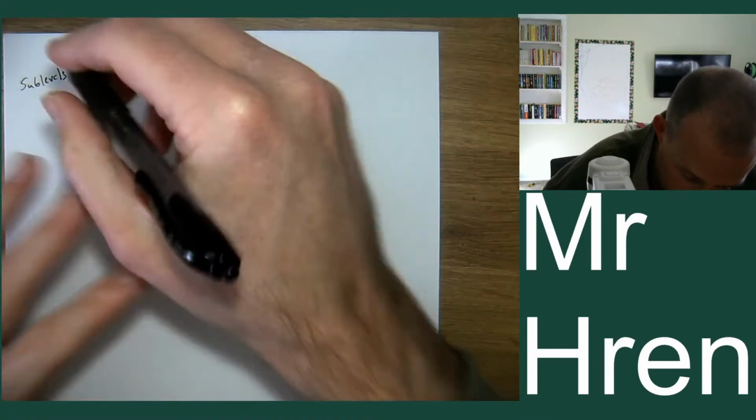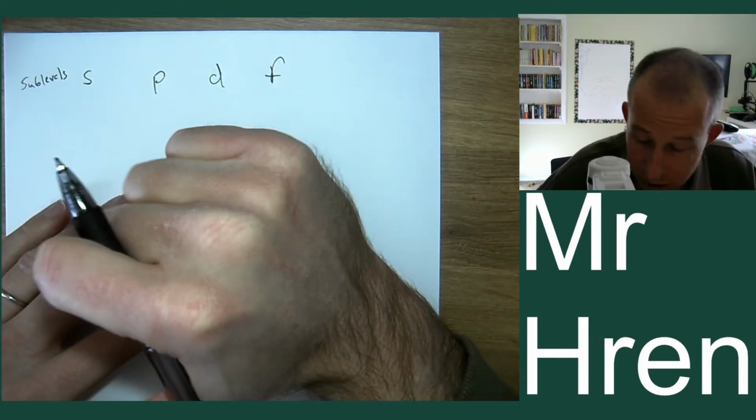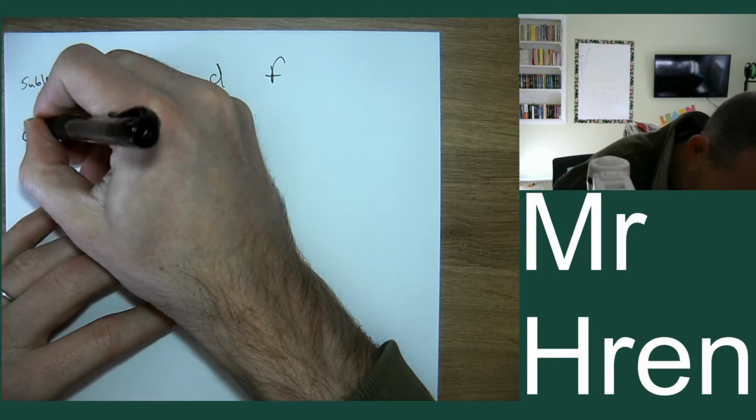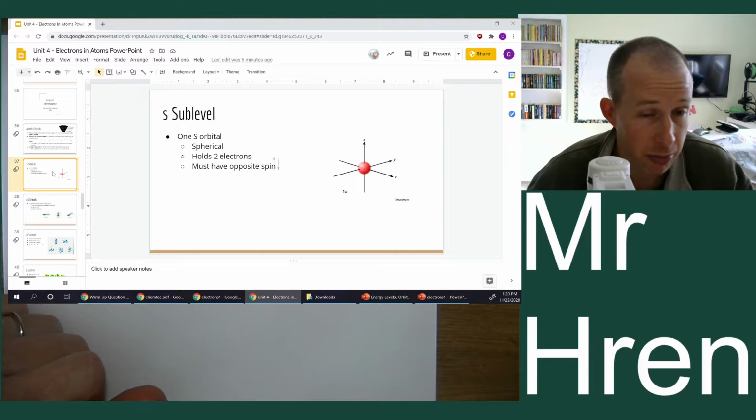And as far as remembering, the energy levels are made of sublevels. Those sublevels are made of orbitals. Now, remember, the orbital is that three-dimensional shape.